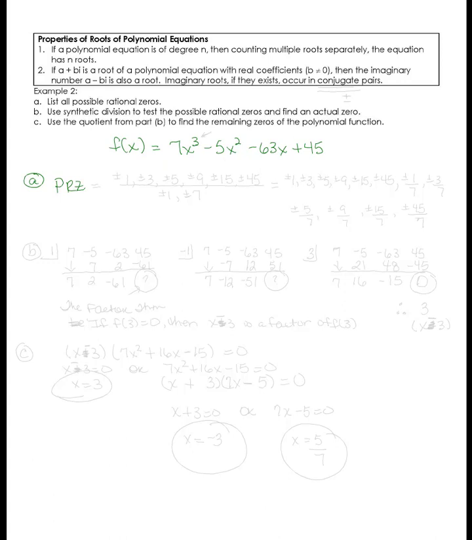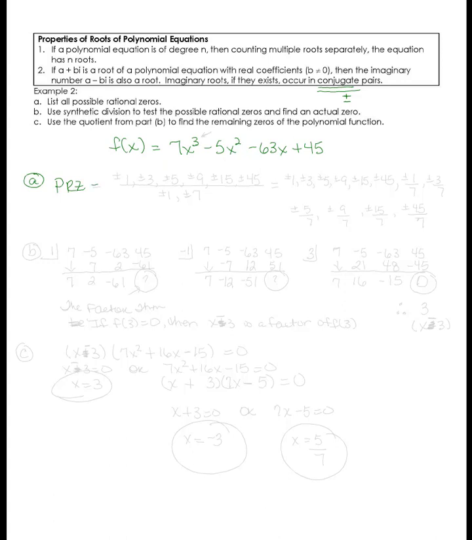Then here we have: if a plus bi is a root of a polynomial equation with real coefficients when b is not equal to 0, then the imaginary number a minus bi is also a root. Imaginary roots, if they exist, occur in conjugate pairs. Remember that word conjugate, meaning one is going to be positive, one is going to be negative. Plus or minus.